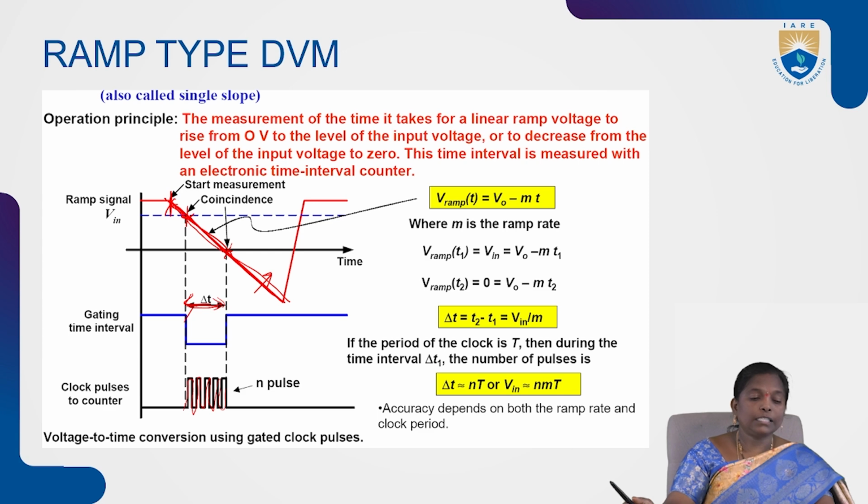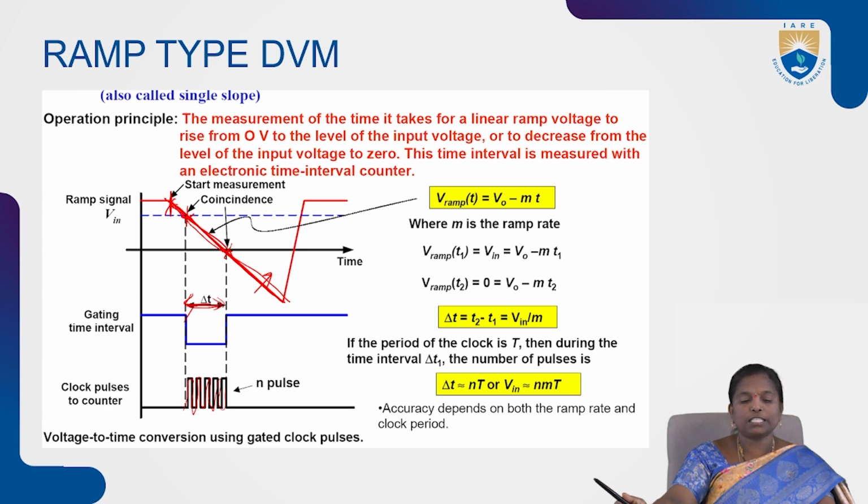In this ramp type of digital voltmeter, we are comparing the time: that is, when the input signal starts, when the input signal is equal to our ramp signal, and what time it requires for the ramp signal voltage to reach 0 volts, and the total time duration is measured with the help of the counter. This is called the ramp type of digital voltmeter.